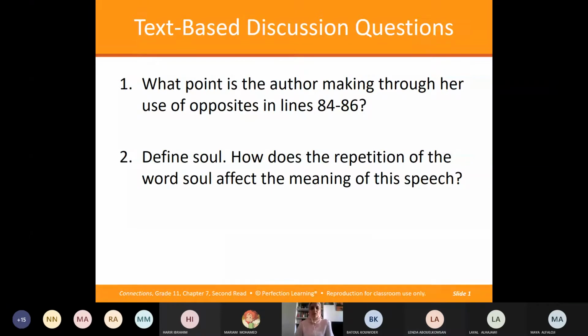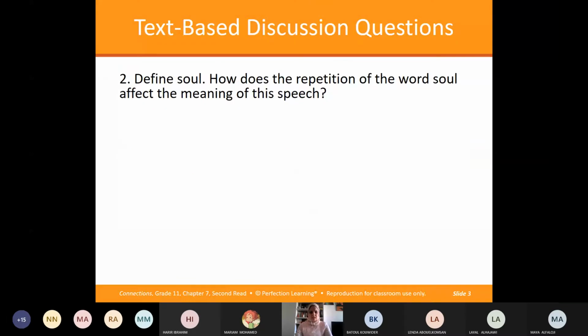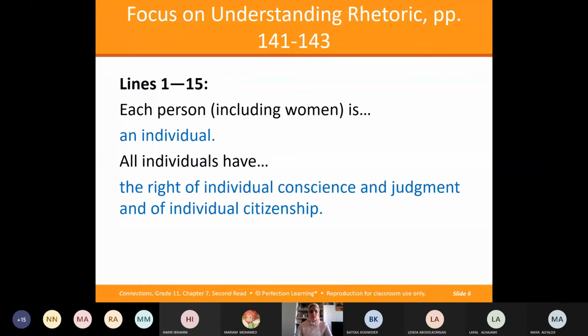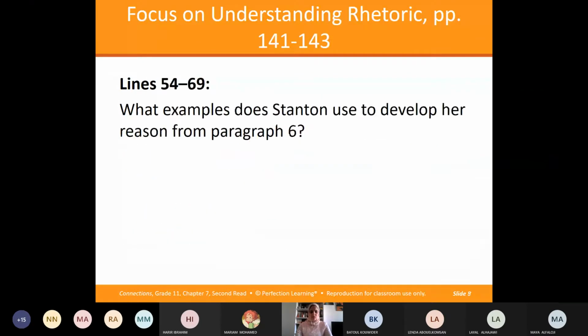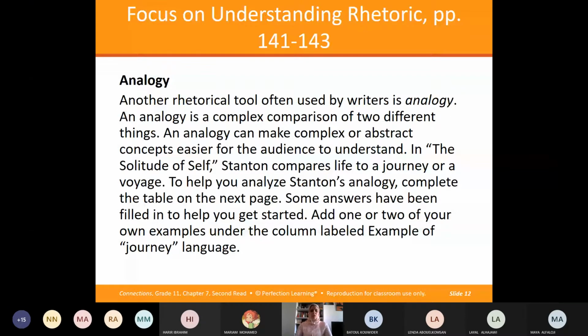We discussed what point she makes through the use of opposites. And we said that the opposite is stressed: everyone, no matter their economic status, intelligence, wisdom, or character, should rely on themselves. We defined soul. We answered all of these questions. We stopped at the analogy, okay? Ghala, read the analogy.